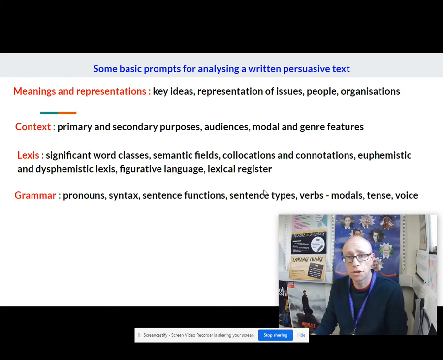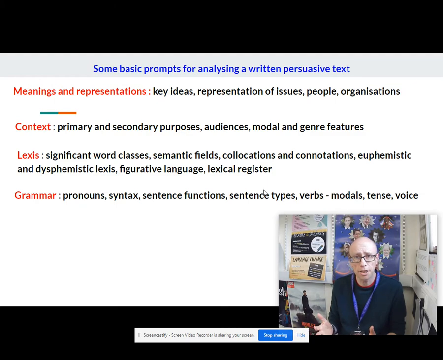Grammar is all about structures. So is there anything going on in the structures of the language which is linking into the ideas? Think, for example, about pronoun usage. So have we got personal pronouns, first person singular pronouns like I, me, and my, or first person plural pronouns like we, us, and our, or second person pronouns like you? Each of these is going to have an important impact on the level of persuasion.